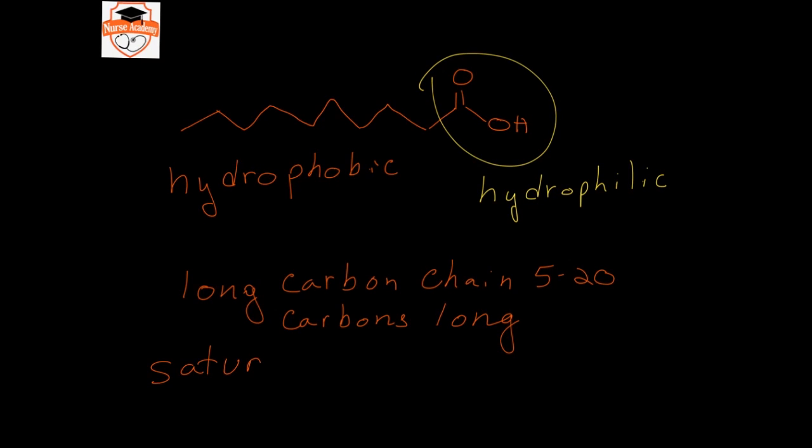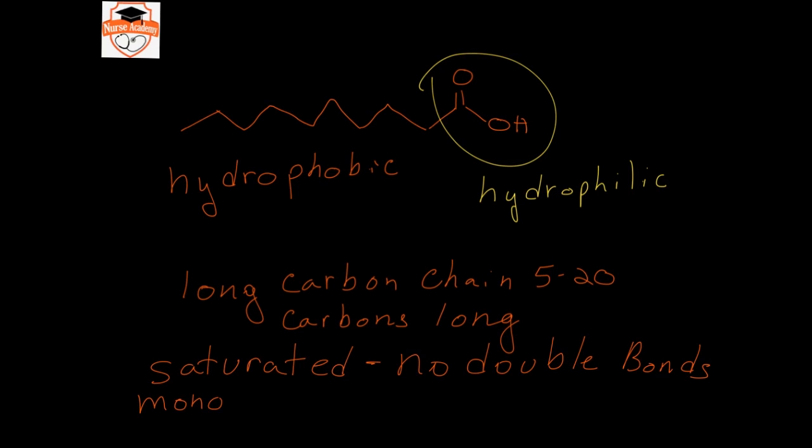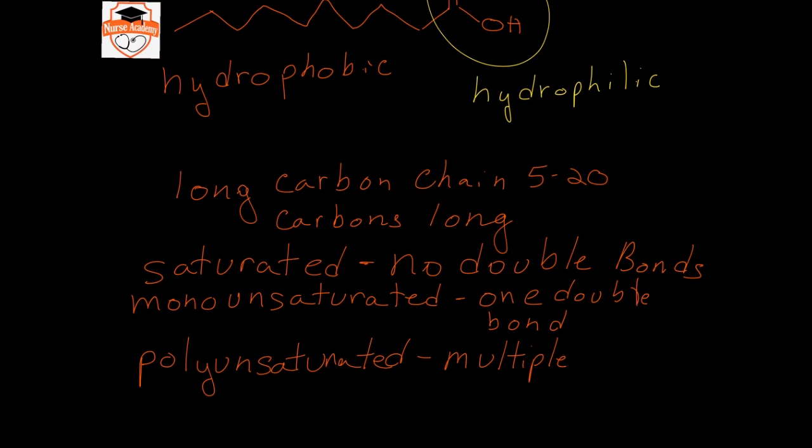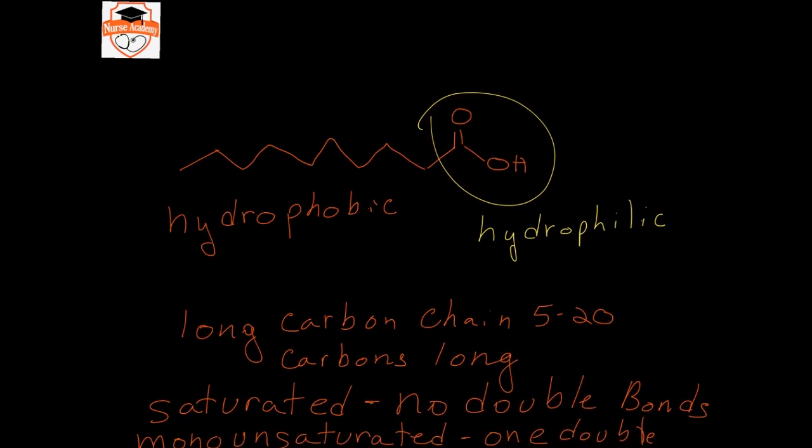A saturated fatty acid has no double bonds in this long carbon chain. A monounsaturated fatty acid has one double bond, and a polyunsaturated fatty acid has multiple, usually up to three, sometimes more, double bonds in that long carbon chain.